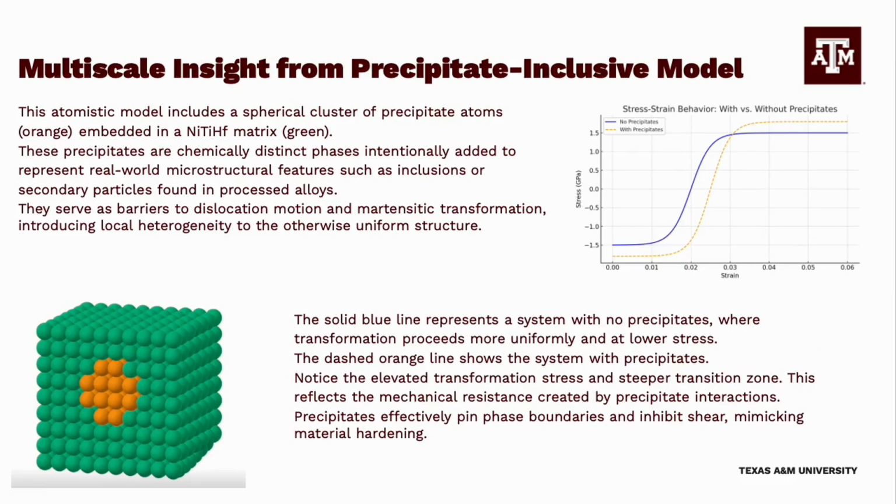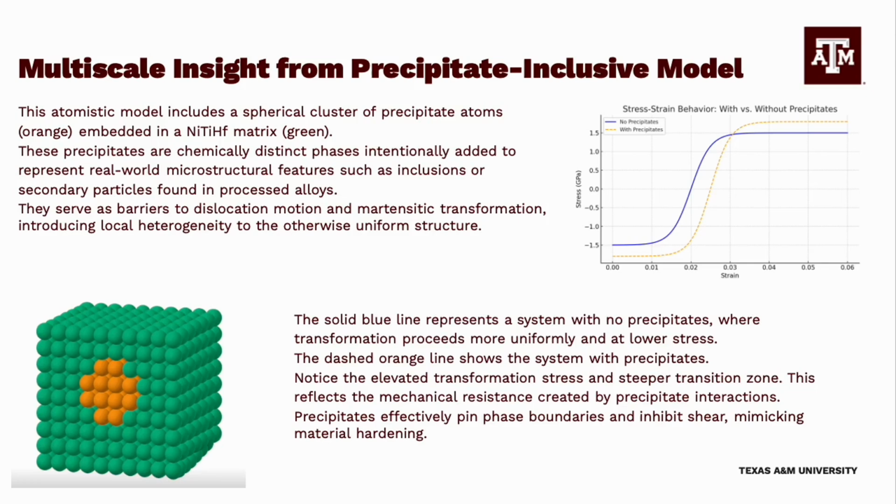For the final simulation, I introduced spherical precipitate inclusions into the crystal lattice, shown here as the orange atoms. These represent the second phase particles or local compositional variations commonly found in real alloys. These precipitates distort the surrounding lattice and create local resistance to transformation. On the right, you see a comparison between the stress and strain curve, one for the system with no precipitates, being the solid blue line, and the one with precipitates, being the dashed orange line.